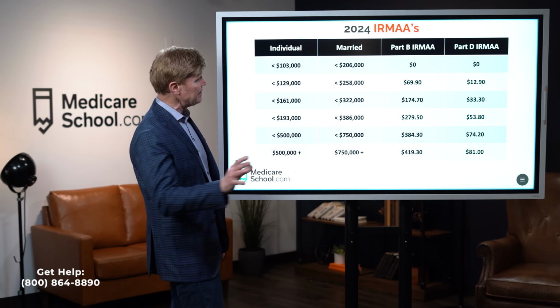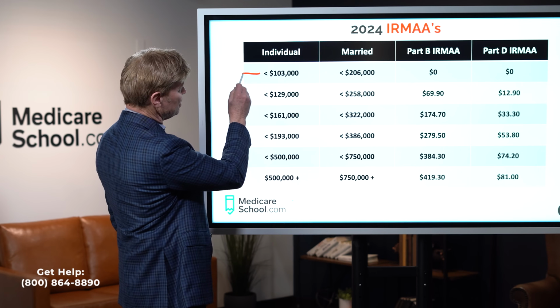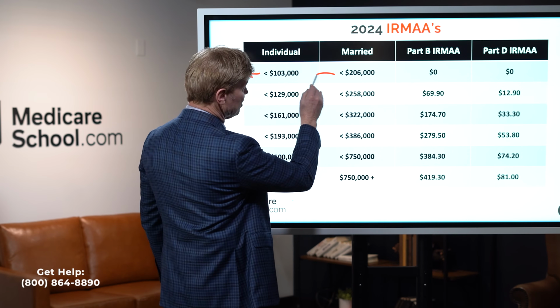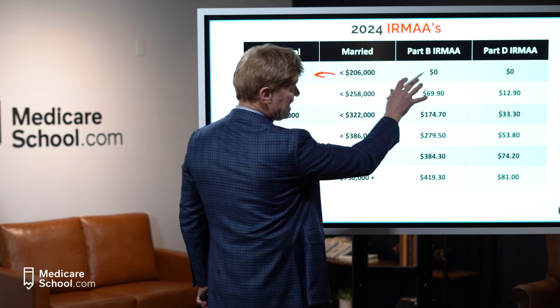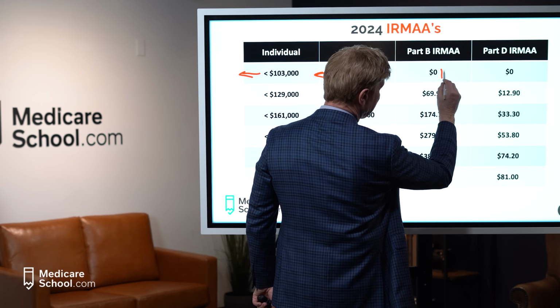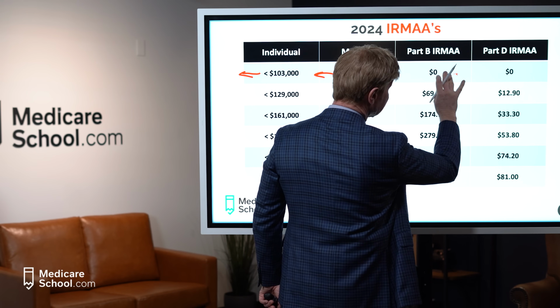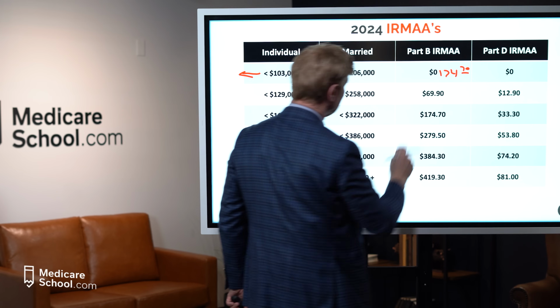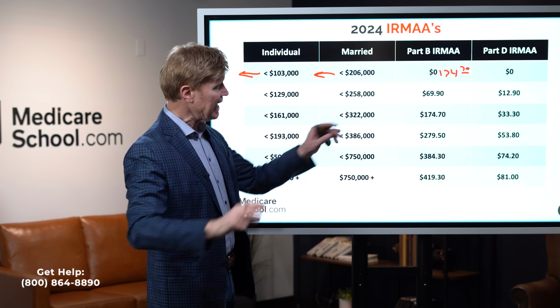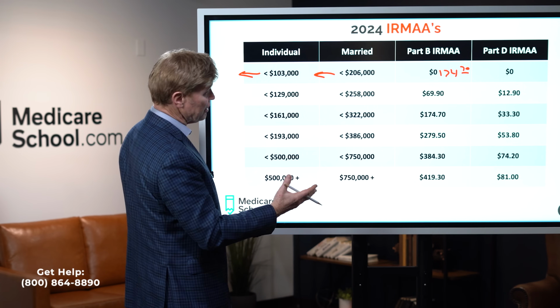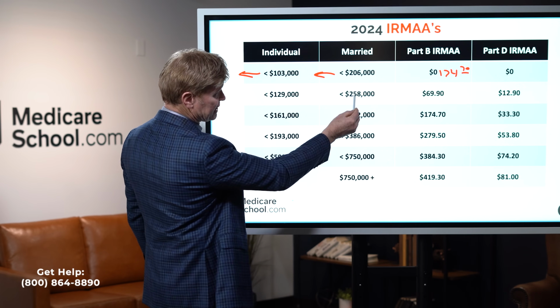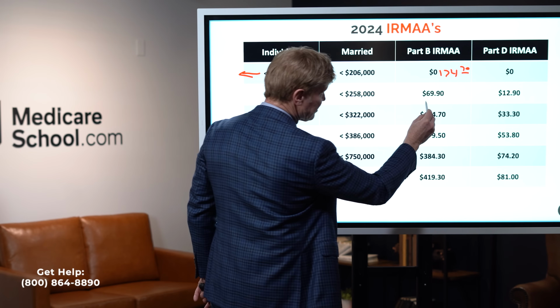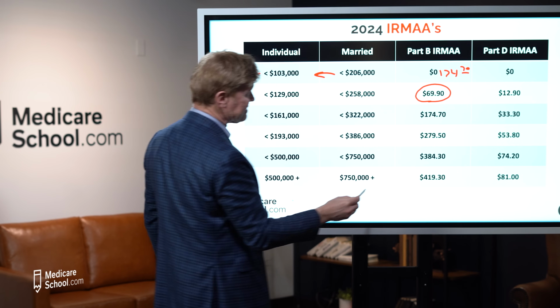As we said earlier, if I'm below 103 as a single person, or below 206 as a married couple, I do not have an IRMAA. All I have to do is pay my Part B premium, which is $174.70 a month. So if I'm below the thresholds, that's all I pay. I have a 0 IRMAA. But now you're going to notice anywhere from 206 to 258, I've got an IRMAA of $69.90.